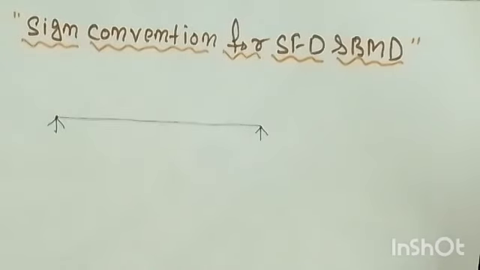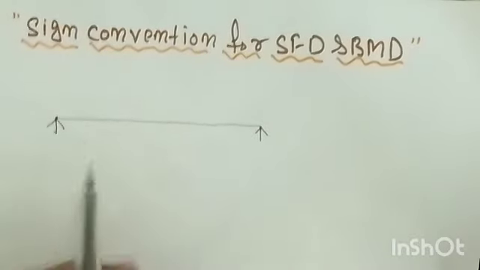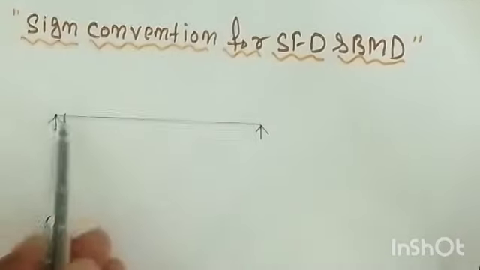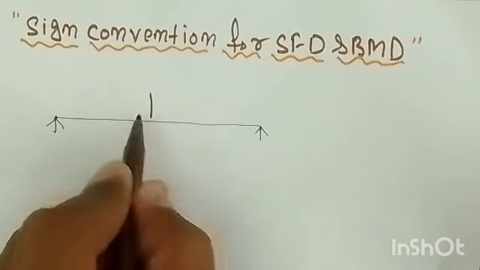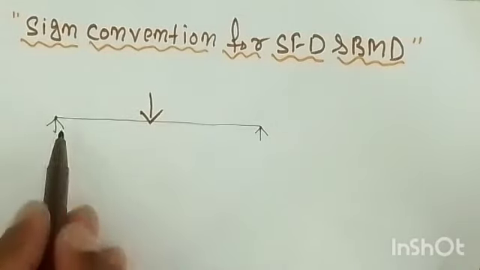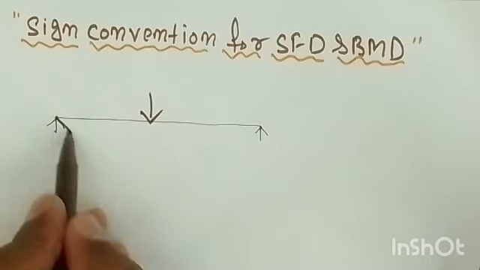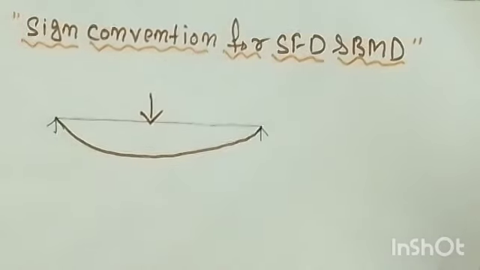Now we are going to discuss the sign convention for SFD and BMD. For that we can take one beam, let's say this is a simply supported beam. Whenever a load acts on the beam, the beam is subjected to bending, right? Because of this load the beam will be bent in this manner. Is it or not? This is the shape we'll get.